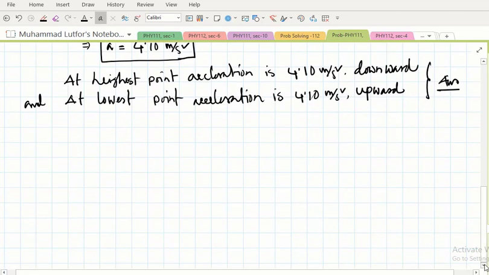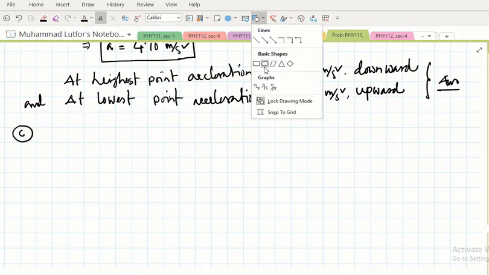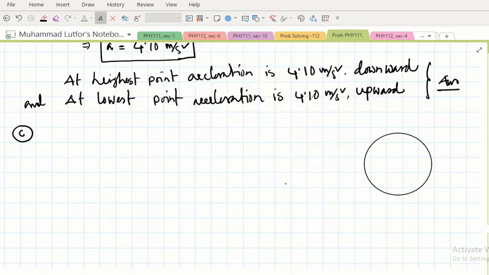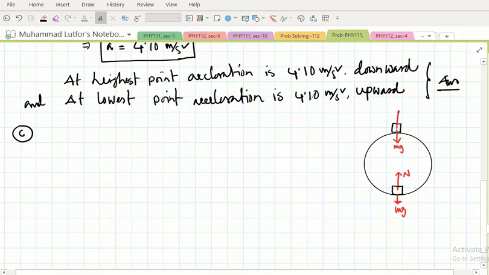To find that force, the normal force by the seat, we have to draw a free body diagram. For that, I'm going to redraw this case. Say this is the Ferris wheel. This is the person at the lowest point, over here, and this is the top point of the person. If you draw the forces on that person, there is mg, and this is the normal force provided by the seat at the bottom. At the top, this is the same mg, and this is the normal force on that person, right?